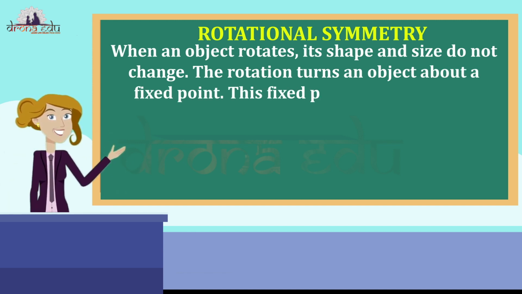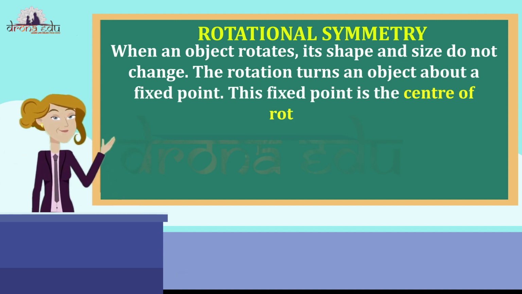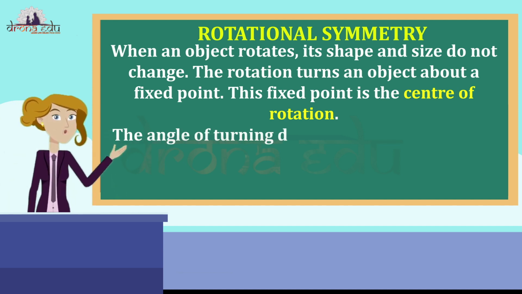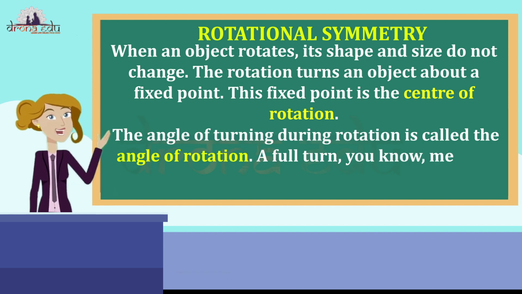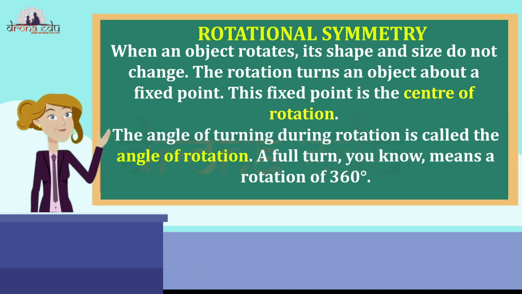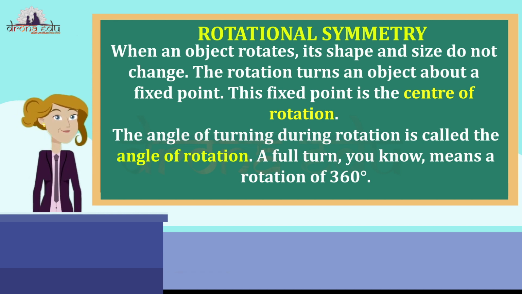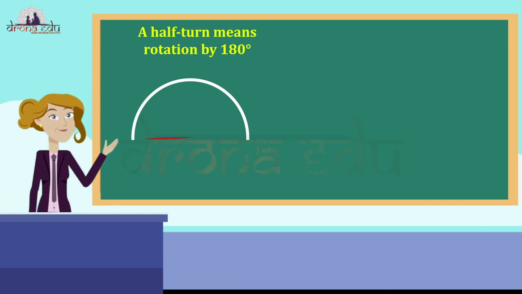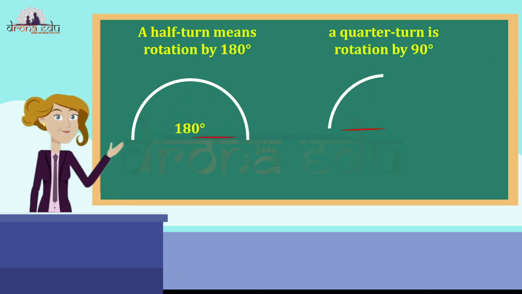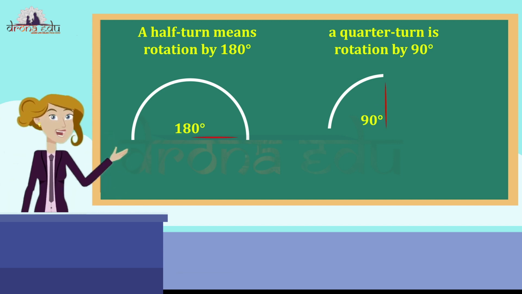This fixed point is the center of rotation. The angle of turning during rotation is called the angle of rotation. A full turn means a rotation of 360 degrees. So, what is the degree measure of the angle of rotation for a half turn, a quarter turn? A half turn means rotation by 180 degrees. A quarter turn is rotation by 90 degrees.